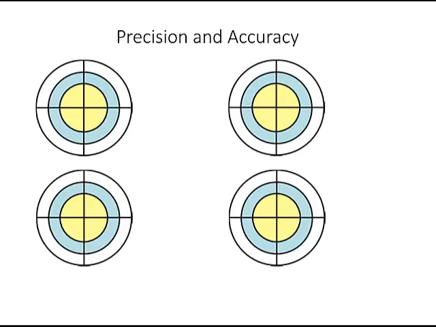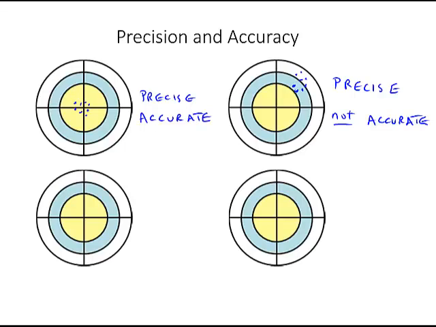The first shooter is a professional with a finely calibrated sight. He places a series of shots right around the bullseye. We would say that his shots are both precise and accurate. The second shooter is a good one, but his sight is off. As a consequence, he fires a series of shots which land very close together, but which don't hit the bullseye. We would say that his shots are precise, but they're not accurate.